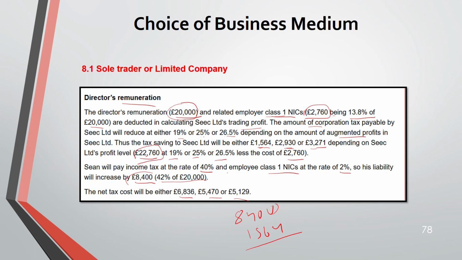Okay. Sorry, these are tax savings. They have compared. You have to calculate the tax and then add it with this income tax. So corporation tax will be added with income tax, and find and deduct it from your director's remuneration, that is 20,000 salary. So then this will be your net cost.